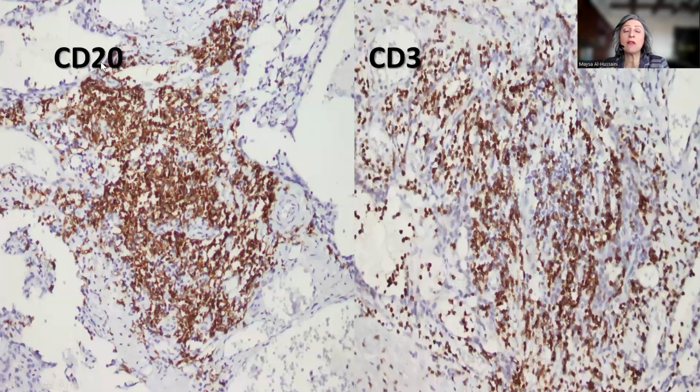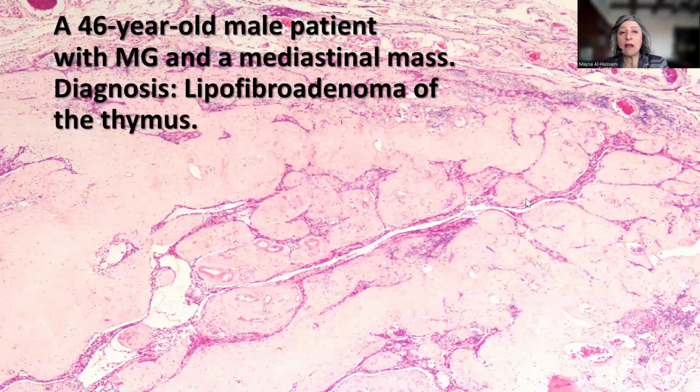And then the lymphoid aggregates were mostly positive with CD20, while sparsely positive with CD3, and this would be consistent really with a finding in a patient with myasthenia gravis. So the final diagnosis in this case is lipofibroadenoma of the thymus. This is a rare benign tumor of the thymus that is thought to be probably hamartomatous rather than a true tumorous condition. It has some resemblance to lipothymoma. However, this is not the case in this particular case.